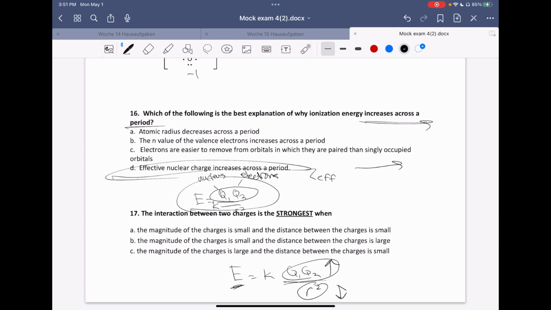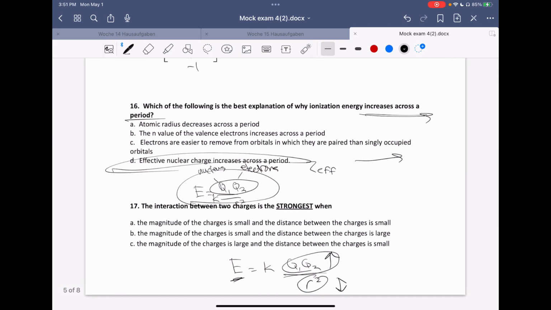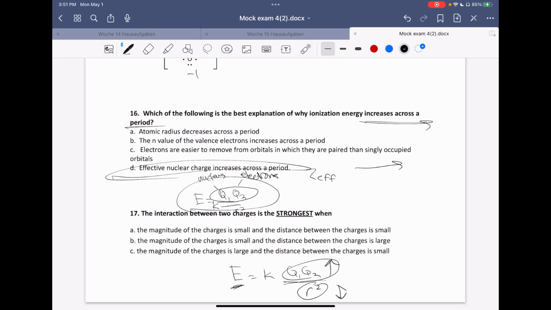Whenever radius gets smaller, the interaction increases. So looking at our answer choices, the magnitude of the charges is small, we don't want that. The magnitude of the charges is small, we don't want that. The magnitude of the charges is large, we do want that. And the distance between the charges is small, we do want that.